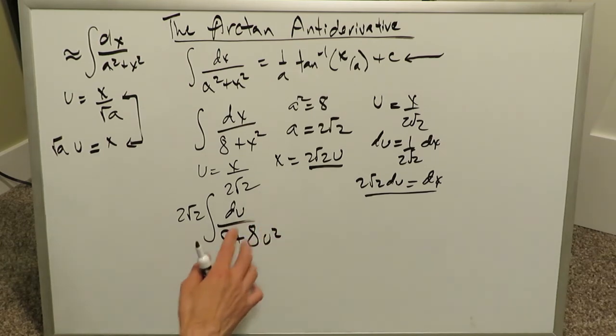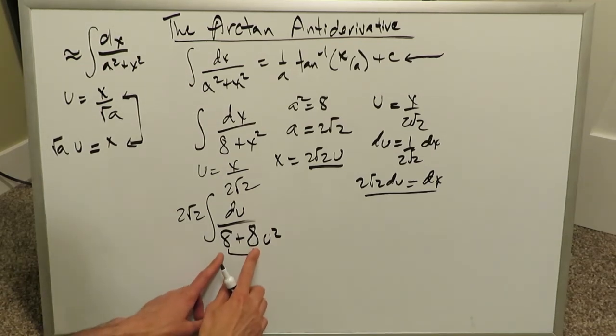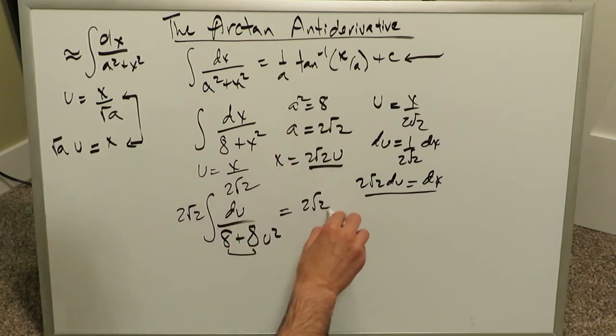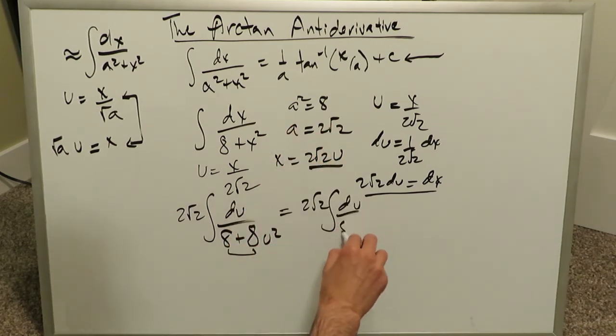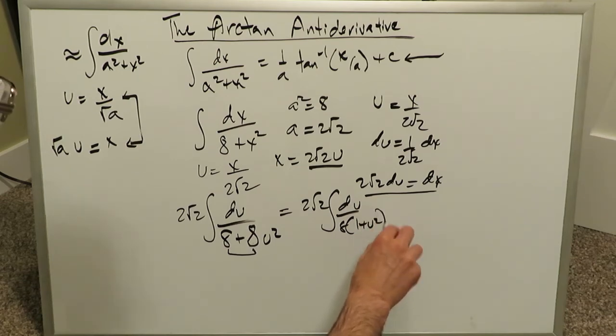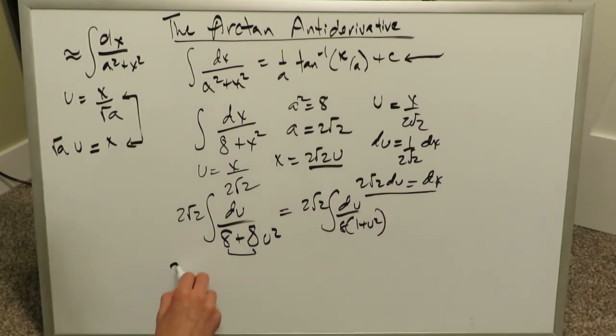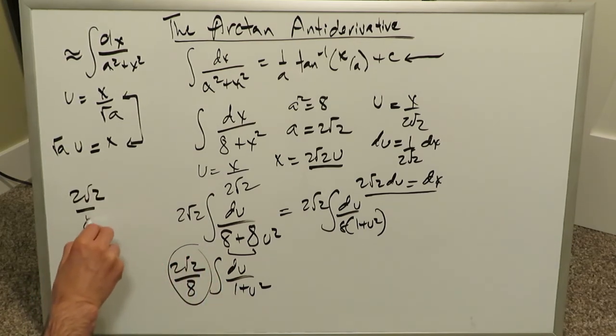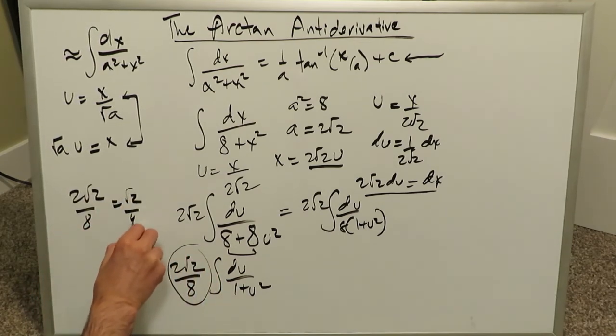Remember, the goal end result of all of these substitutions is to have these two numbers look alike so they can be isolated. If you don't have the same numbers popping up here, then your substitution or something here is wrong. You have 2 root 2 du over 8 into 1 plus u squared. You can bring the 8 outside, 2 root 2 over 8, and then du over 1 plus u squared. Let's do some simplification of this right here on the side. 2 root 2 over 8 is the same thing as root 2 over 4.